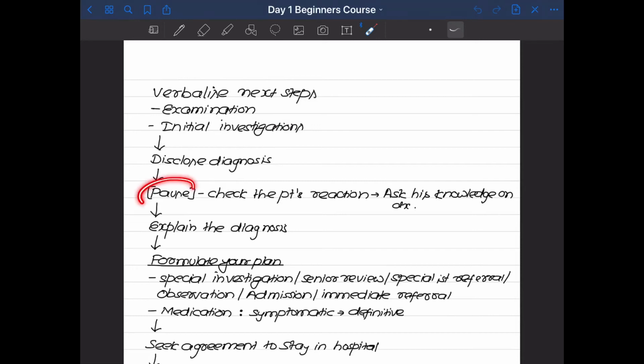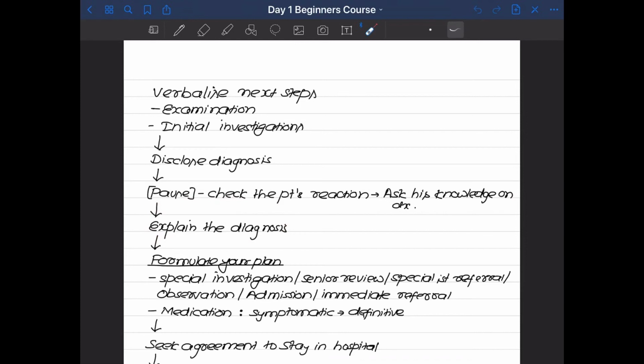Okay, then you pause. In this pause, you will check the patient's reaction. Do not directly jump into the explanation. You pause for a while, check the patient's reaction, and ask about his knowledge of the disease. Have you known about that? Have you heard about it before? Would you like me to explain it? And then you explain it.